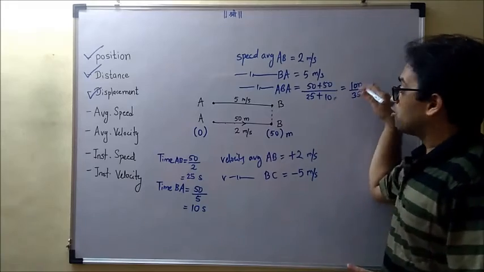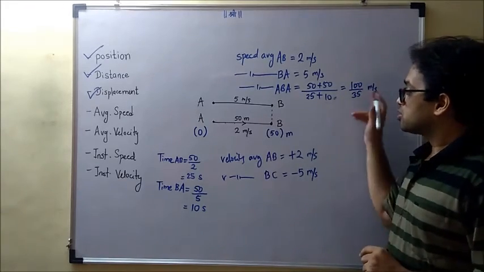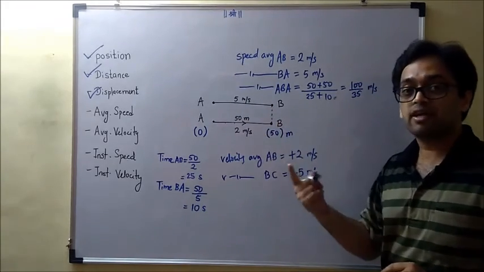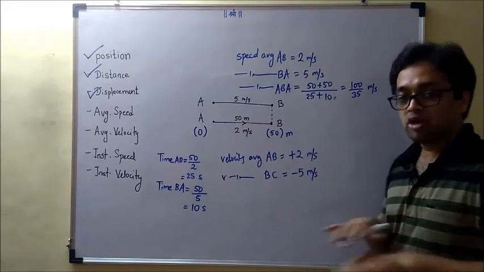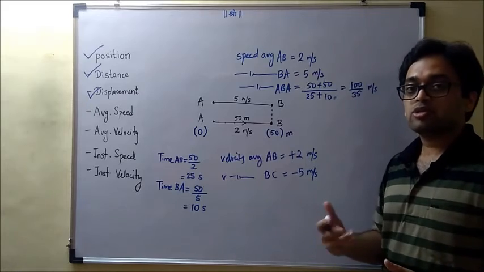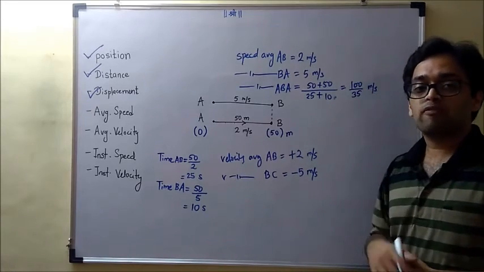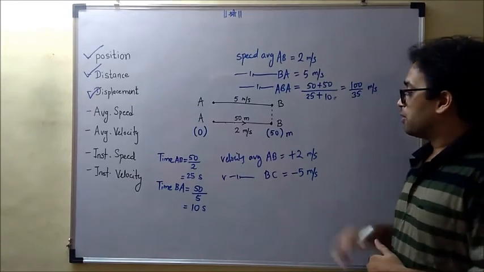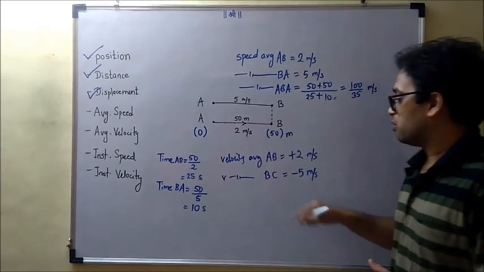And if you just calculate it, you will find that it is not equal to 5 plus 2, that is 7 divided by 2. 7 by 2 is 3.5, but it will not be equal to 3.5, it will be something else. Okay, do that exercise and let me know.